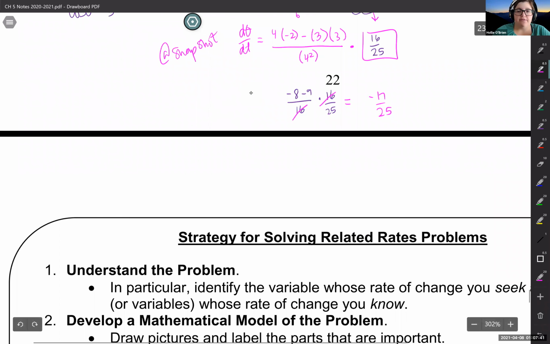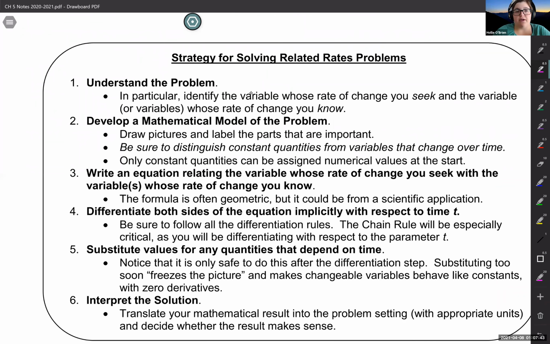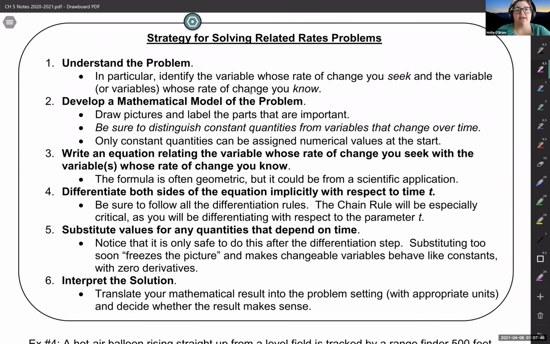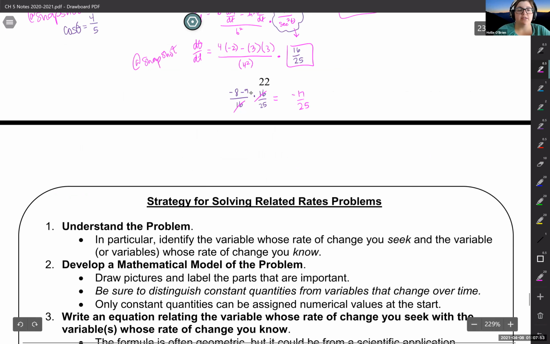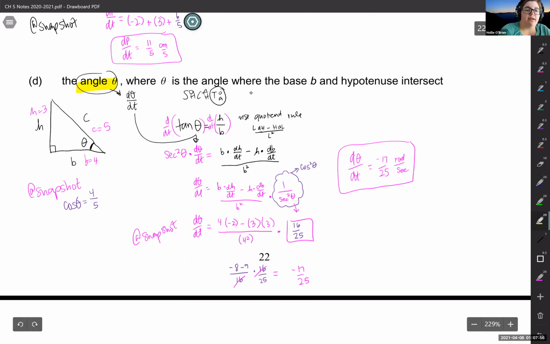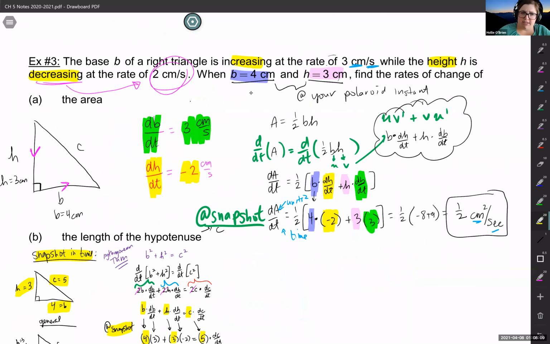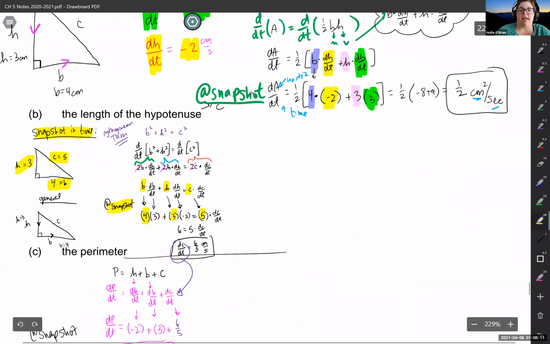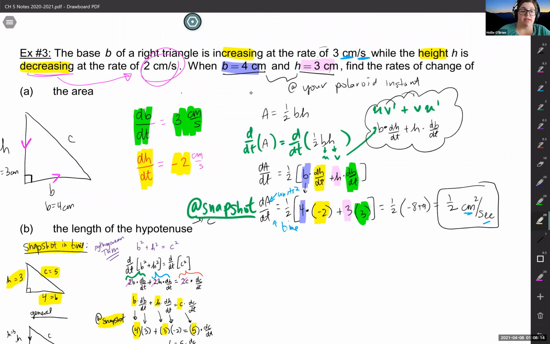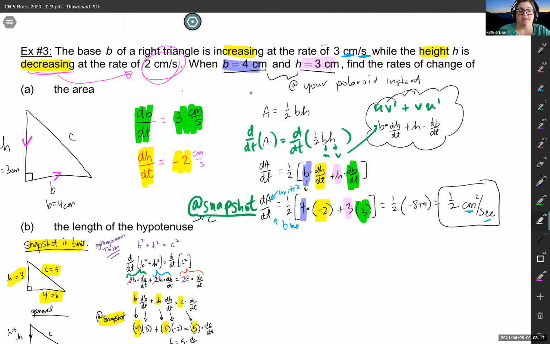So the strategy for solving a related rate problem: understand the problem. This is why I said context matters. If it says decreases, you know that thing is going to be negative. Identify the variable whose rate of change you seek and the variables whose rate of change you know. This is why up here I said we're looking for d theta dt, and up here I said these are the ones we know: the rate of change of the base and the rate of change of the height. Most likely, the problem won't say dB dt is 3. It'll say the rate of change of height is 2 centimeters per second, and you have to say, oh, that's dH dt. You have to identify the variables.